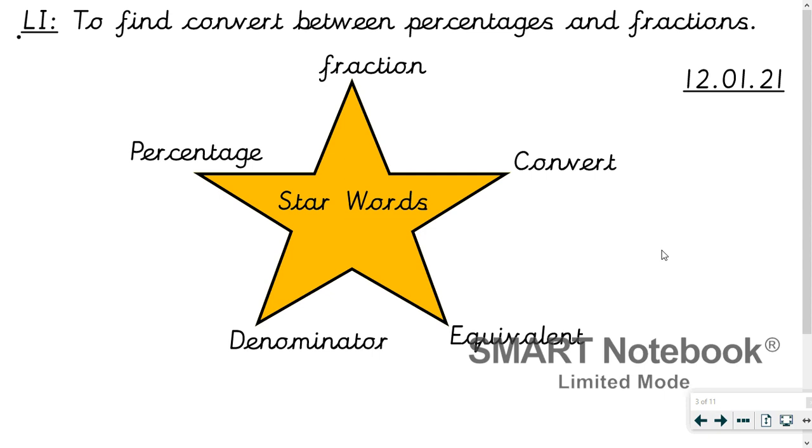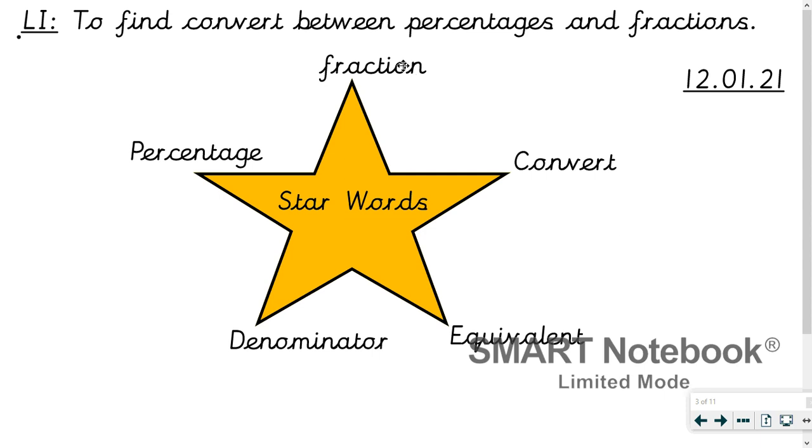Let's move on. So our learning intention today is to convert between percentages and fractions. So yesterday, we converted from fractions to percentages. Today, we're going to go the other way, but we're going to use a similar method, not the exact same method, but a similar method.